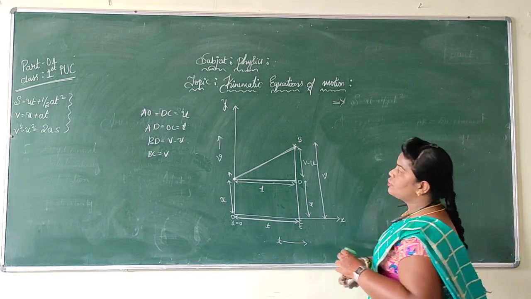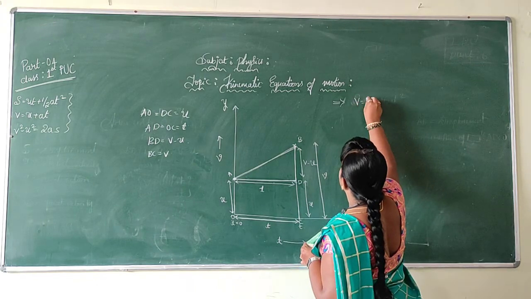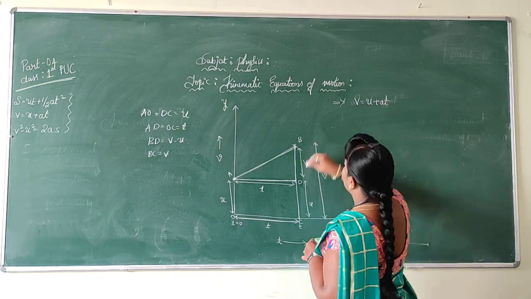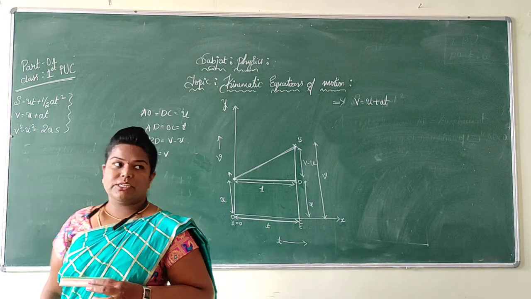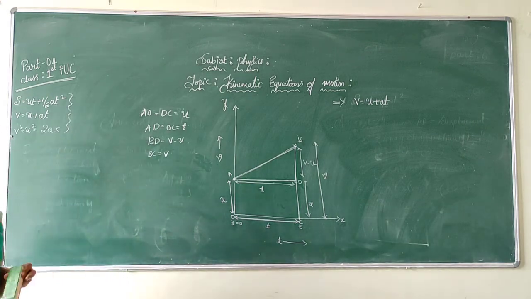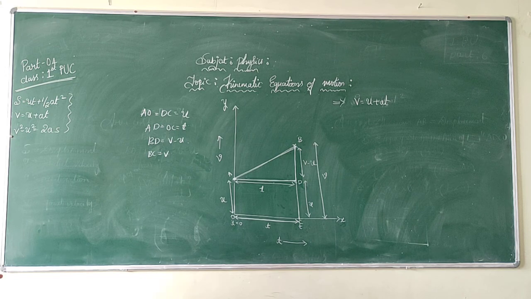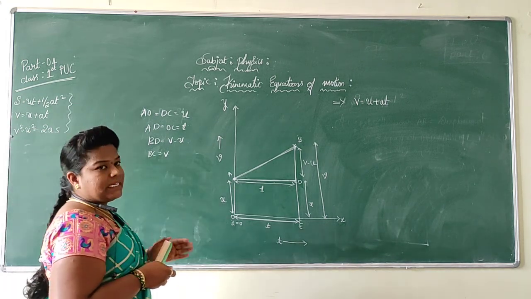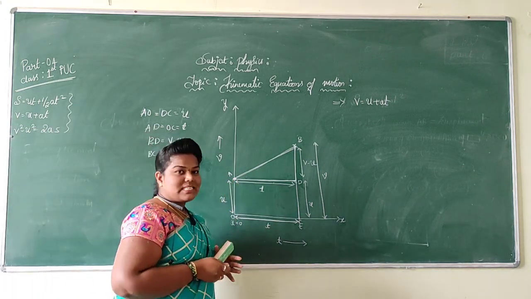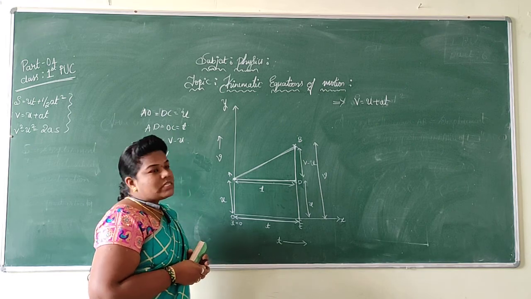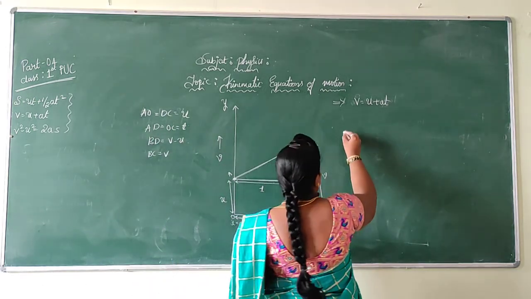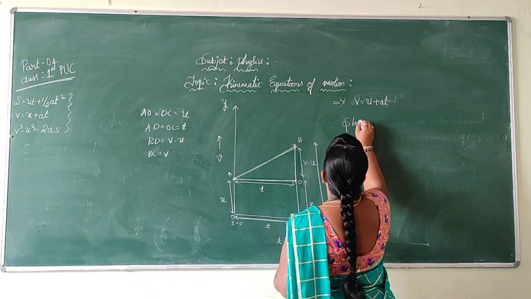Now the next equation of motion is V is equal to U plus AT. Right? I am moving with this equation now. To derive this, it's very easy, my dear students. Why? Because here we have the velocities, right? So simply, just by calculation of the slope of the VT graph, we can move towards this equation. So now, I am moving towards the calculation of slope over here.